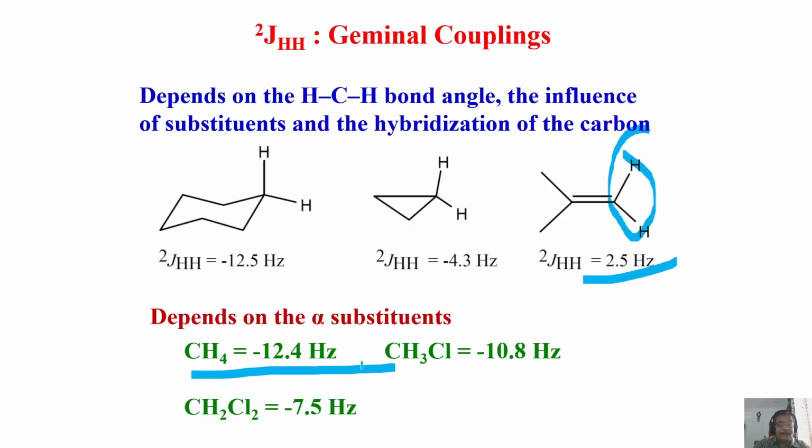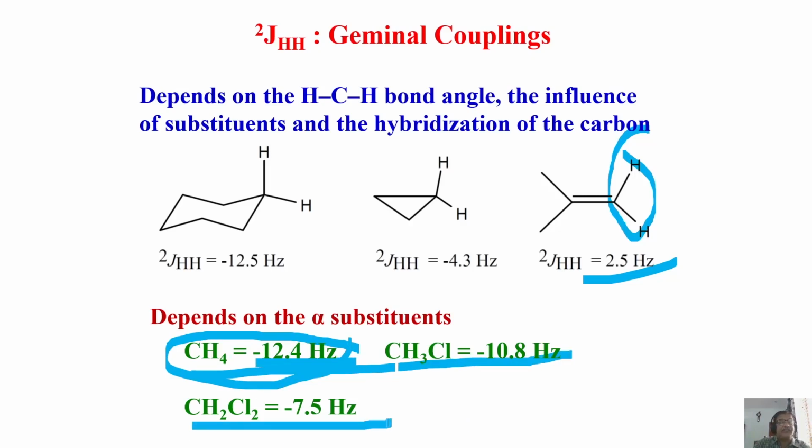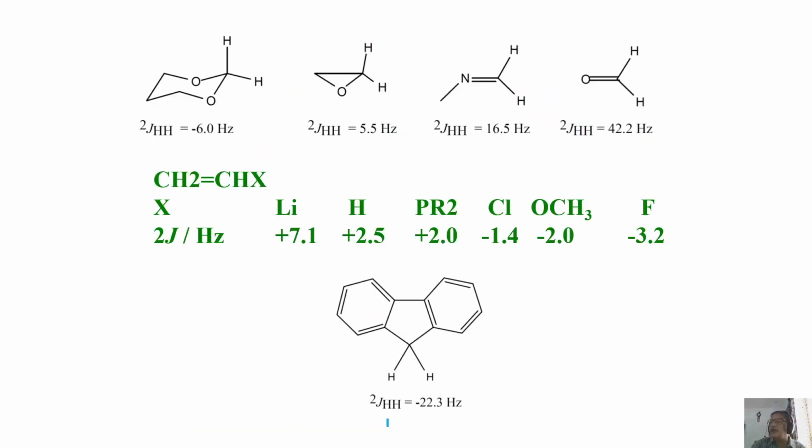Take methane. For methane, coupling between the protons, we will get a single peak, but still I said I will measure it in the equivalent spin system. I get minus 12.4 here. If I go to CH3Cl, I have minus 10. CH2Cl2 is minus 7.5. So depending upon the angle and the substituents, we have different coupling strengths. These are all strengths of the geminal coupling.